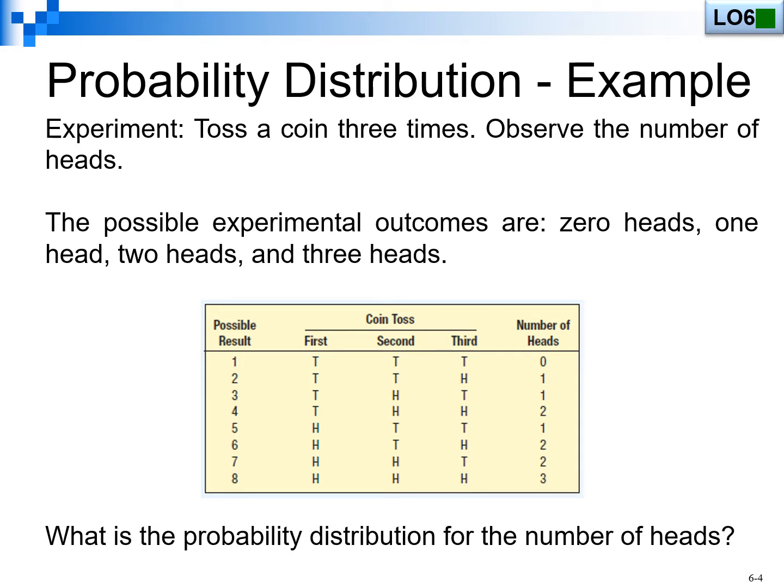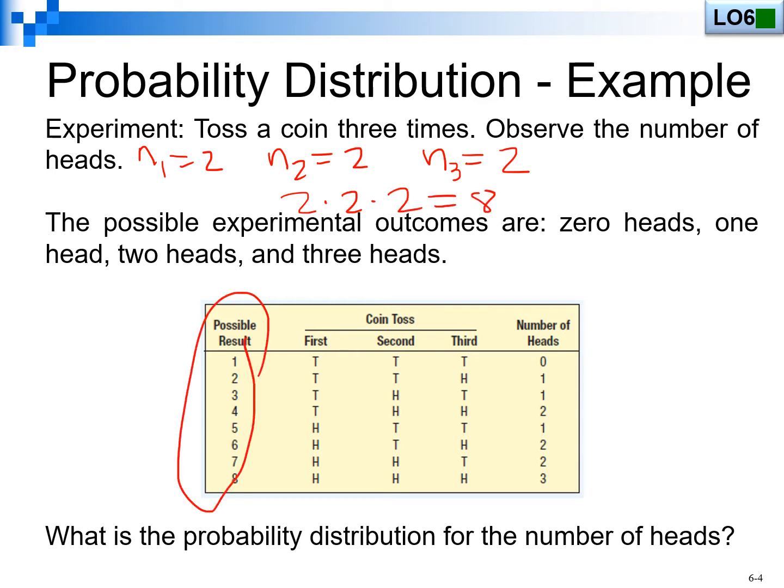So in this example, you're listing a probability distribution if you tossed a coin 3 times. If you tossed it the first time, there's 2 outcomes. You tossed it the second time, there's 2 outcomes. And you tossed it the third time, there's another 2 outcomes. Following your basic rule of multiple step outcomes, the total number of outcomes is 2 times 2 times 2, which is 8. And they listed all of these outcomes right here.